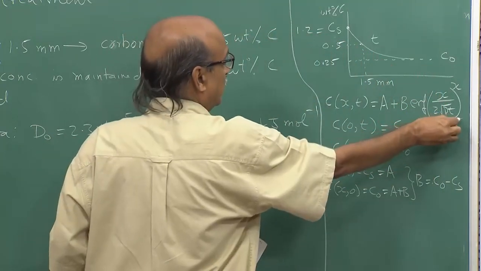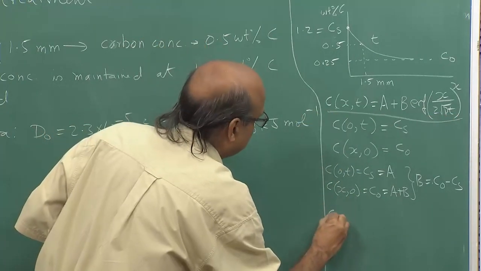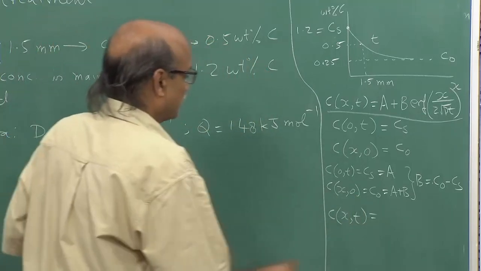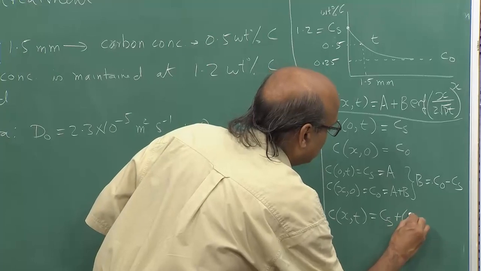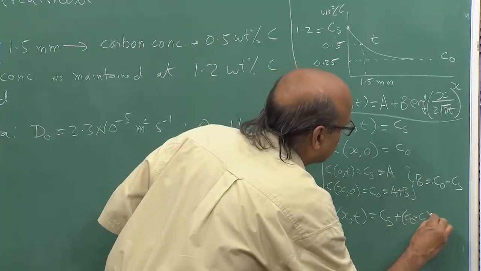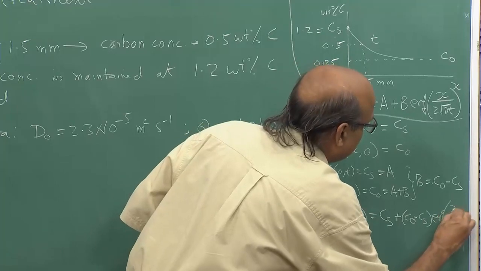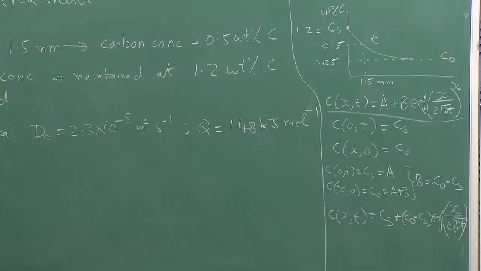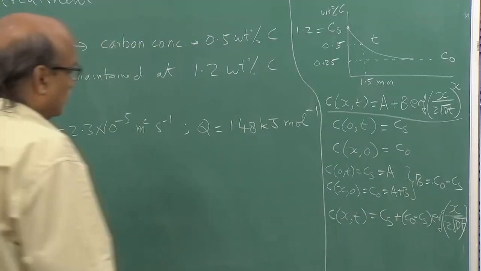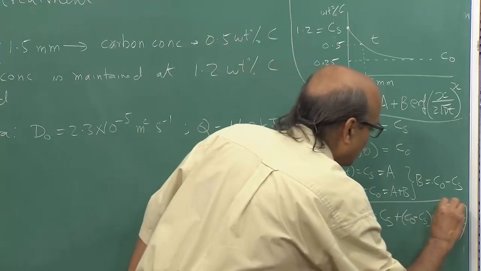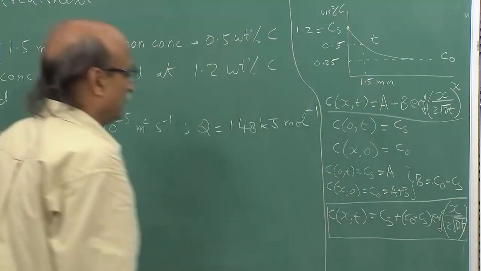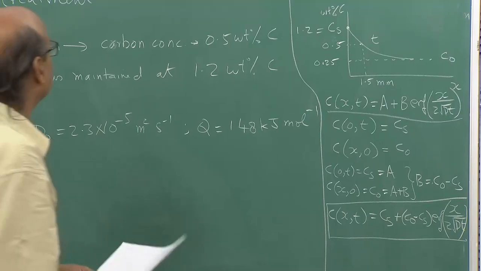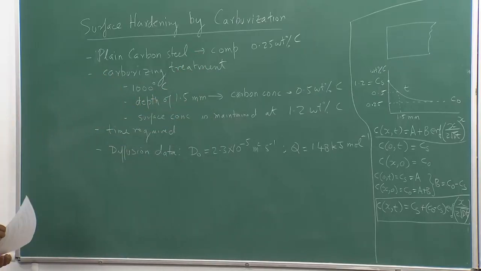Substituting A and B into this expression, I will get C(x,t) is equal to Cs plus (C0 minus Cs) times error function of x divided by 2 root Dt. So this should enable me to solve the concentration profile for any x and for any t. And let us see how we can do this for the specific problem at hand.